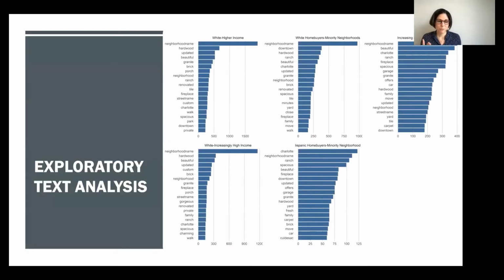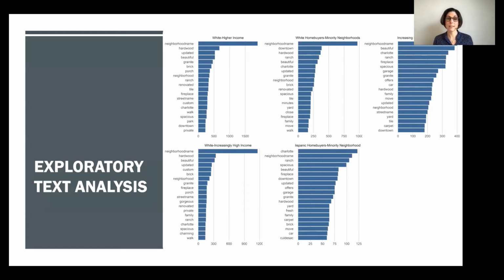Okay, but we start off with some exploratory text analysis. This is just for each of those 5 classes. These are the most frequent words. So the first thing we see is that there's actually a lot of similarities. Realtors are not all that creative. They tend to use the same words regardless of the type of neighborhood. But if we stare at this long enough, we can pick out some differences.